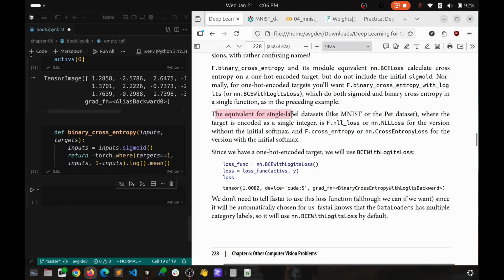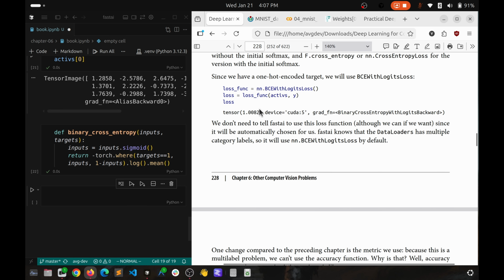The equivalent for single label datasets like MNIST or the PET dataset, where the target is encoded as a single integer, is F.nll_loss or nn.NLLLoss for the version without the initial softmax, and F.cross_entropy or nn.CrossEntropyLoss for the version with the initial softmax. Since we have a one-hot encoded target, we will use BCE with logits loss. Okay, let's do that.